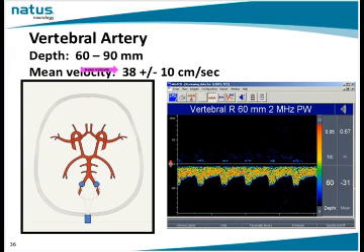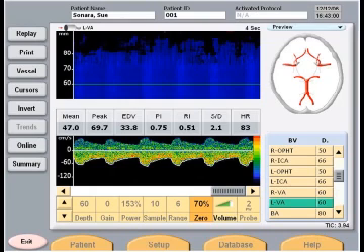We begin at a depth of 60. I know some labs begin at different depths, but that's the technique that we learned from Dr. Oslitz. And we see that the mean flow velocity here is 31, and the flow is away from the transducer. Let's look at the same waveform in M mode. Now, we get a lot of information here.